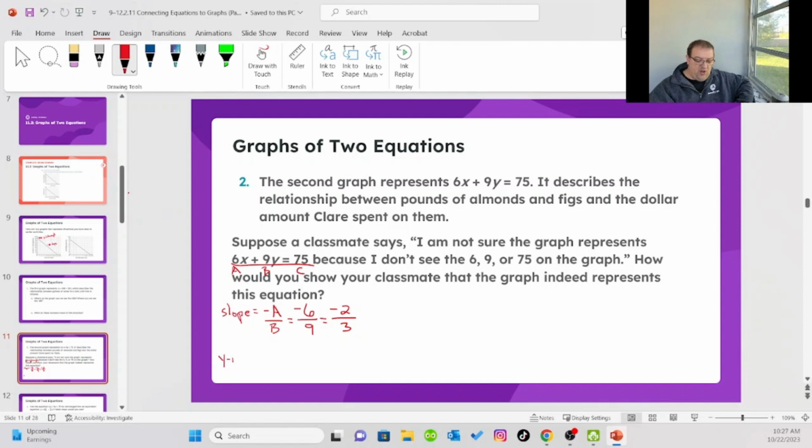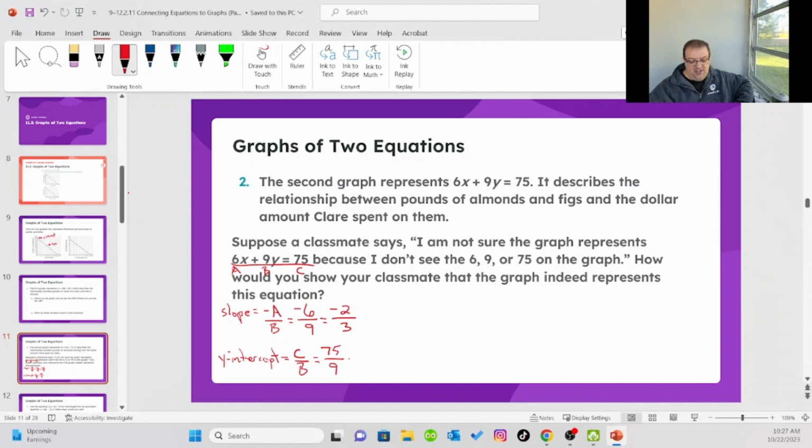We said that our y-intercept is C divided by B. So that would be 75 divided by 9.